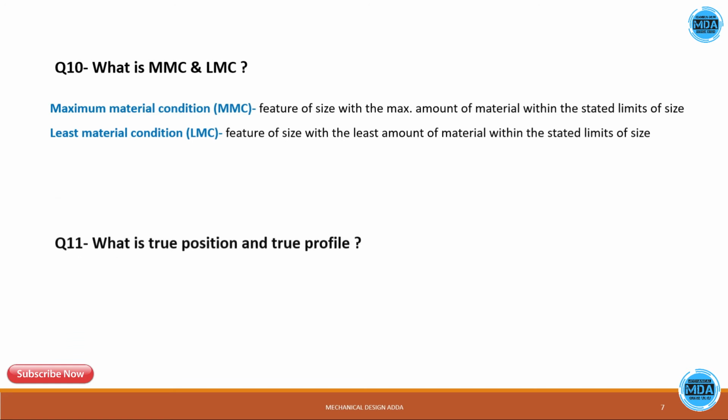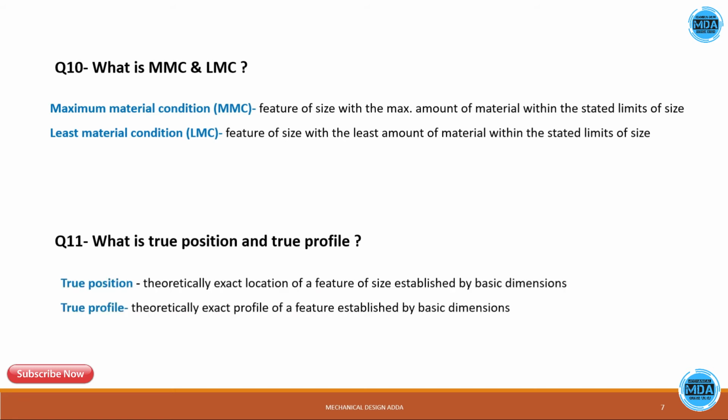The next question is, what is meant by true position and true profile? The true position is the theoretically exact location of a feature of size established by the basic dimension, and the true profile is the theoretically exact profile of a feature established by the basic dimension. With the help of basic dimensions we locate the feature, and that theoretically exact location is called the true position. With the help of basic dimensions we locate some profile, and that theoretically exact profile is called the true profile.